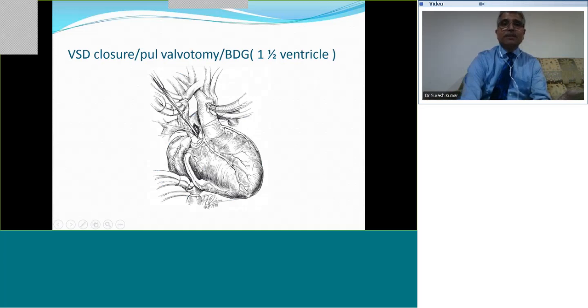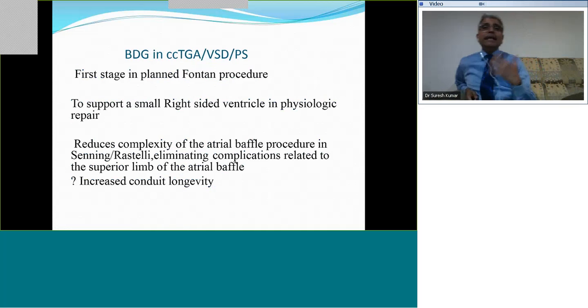And if you have a problem with the ventricle there, you could take the load off that ventricle by doing a Glenn. This is what is being done here. It's a Glenn along with a conduit repair, and so it has become a 1.5 ventricle physiological repair. So a Glenn is useful in the management of CCTGA because it could be the first stage in a planned Fontan procedure, and it can support a small right-sided ventricle in physiologic repair.